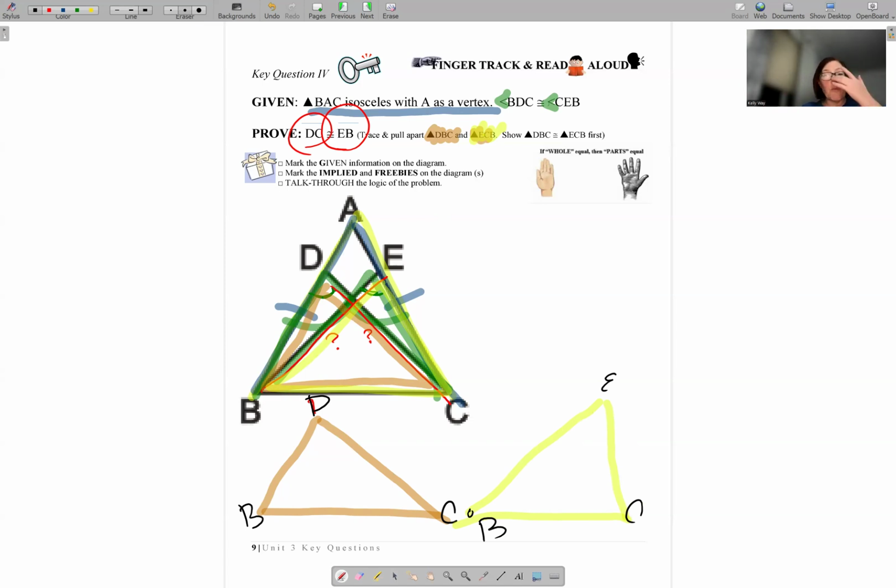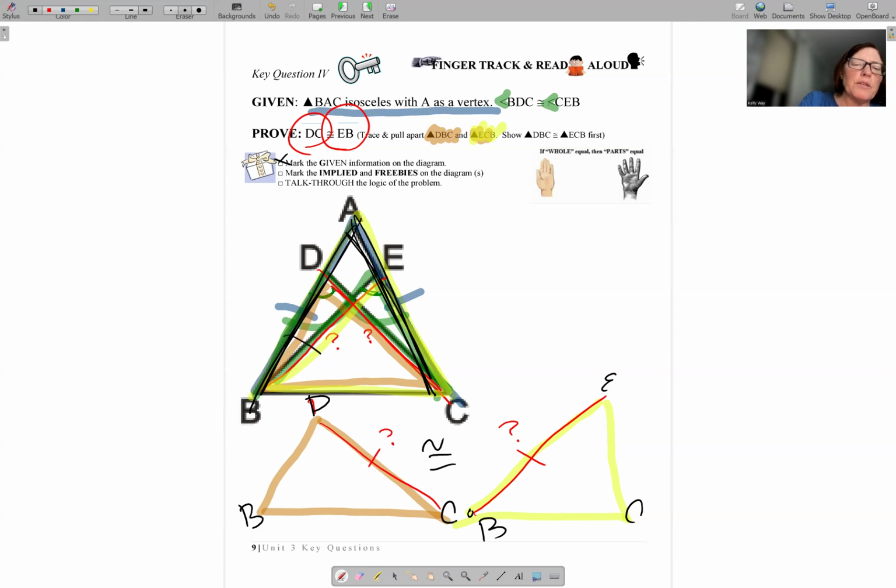And our goal is if we can say the entire triangles are congruent somehow, then we can say that this length and this length are congruent. I'm putting question marks there because we don't know for sure unless we can prove the triangles are equal. So let's go over the information that we have. We just marked our given, implied and freebies. If this side and this side is congruent, then this angle and this angle is congruent, which is angle B and C. That's indirectly congruent because of the isosceles. That would give us a pair of angles.